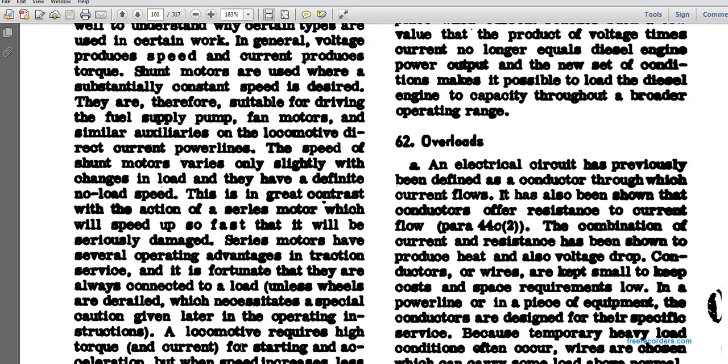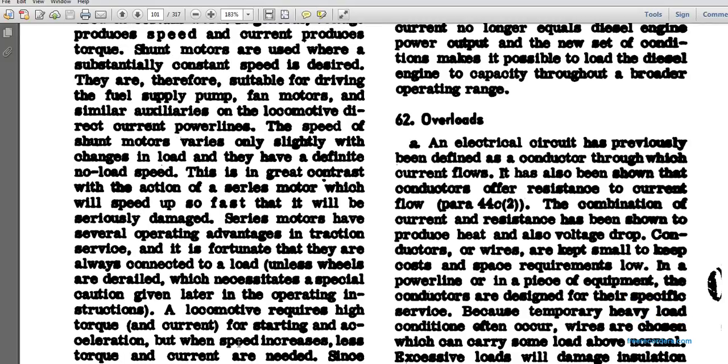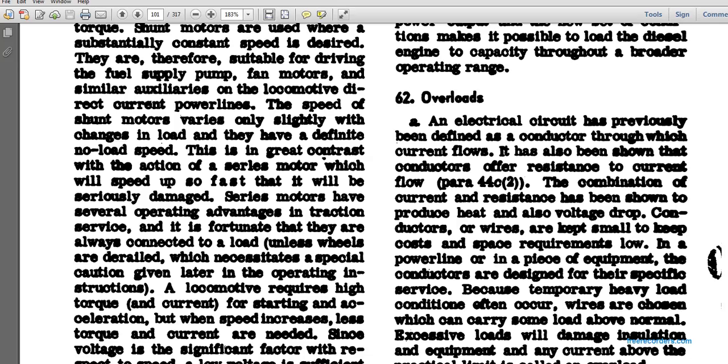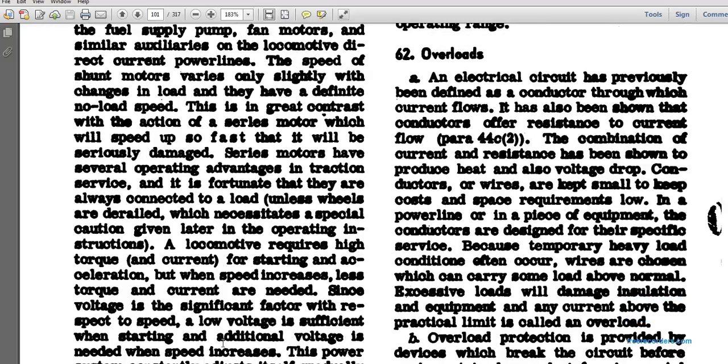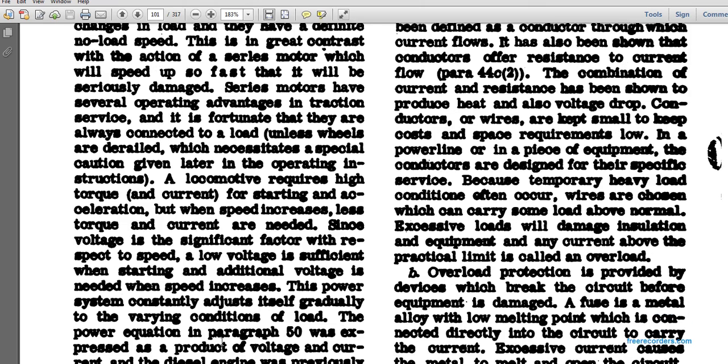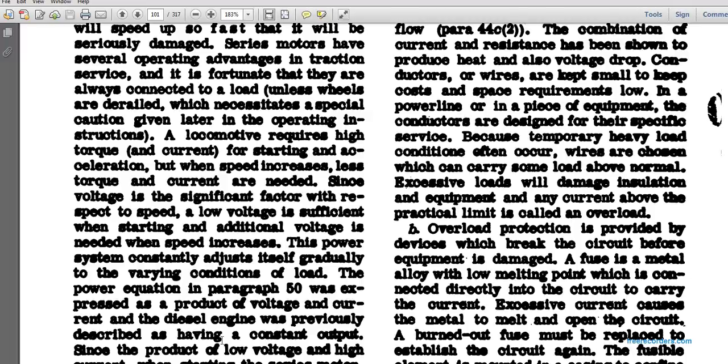The locomotive requires high torque for starting acceleration. When speed increases, less torque is needed since the voltage is significantly higher. Low voltage is sufficient when starting. Additional voltage is needed as speed increases. The power system constantly adjusts itself gradually to the varying condition of the load.